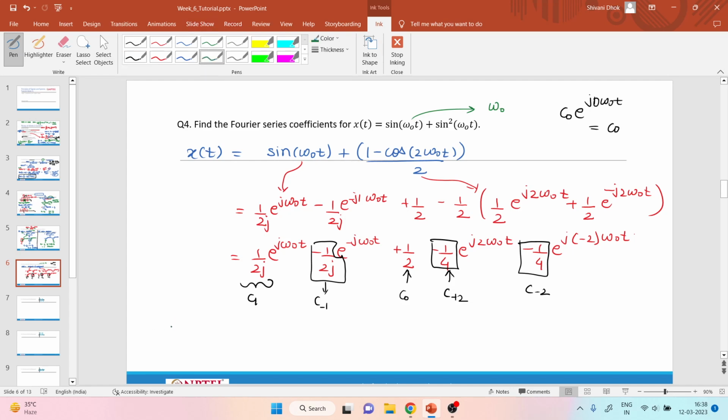Therefore, the Fourier series coefficients that we have obtained here are: C1 is equal to 1 by 2j, C of minus 1 is equal to minus 1 by 2j, C0 is equal to 1 by 2, C2 is equal to minus 1 by 4 and equal to C of minus 2, and otherwise it is 0. Any doubts in this part?